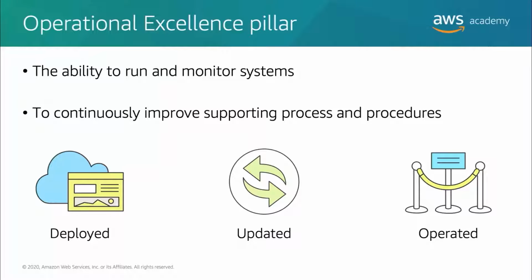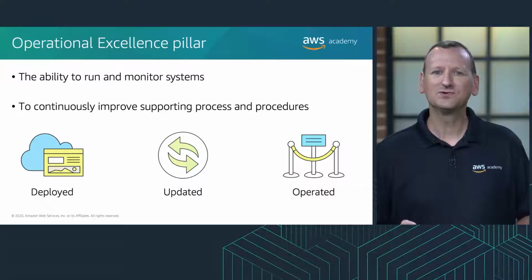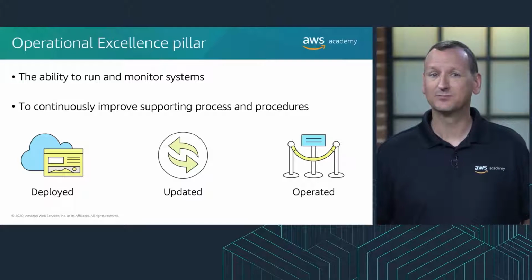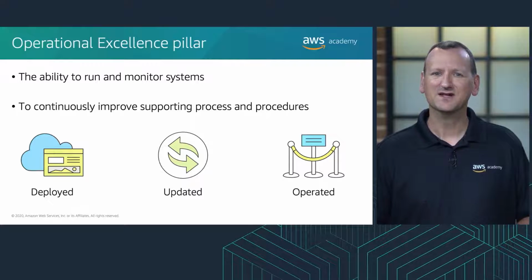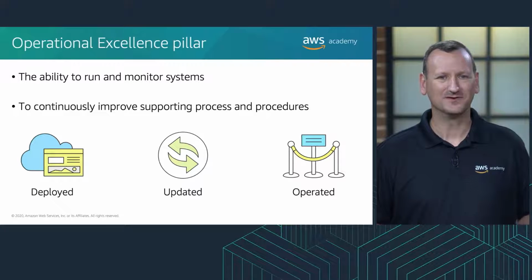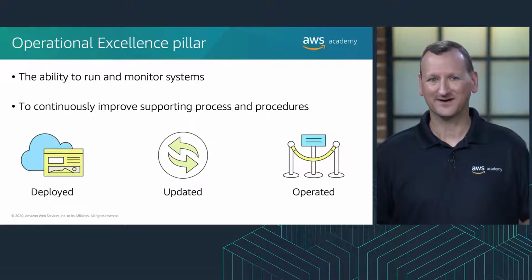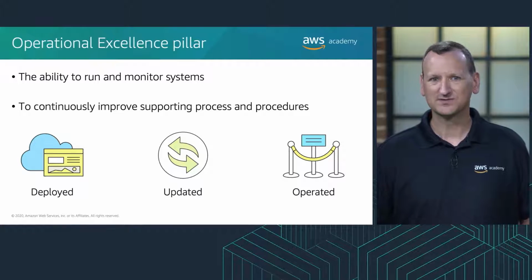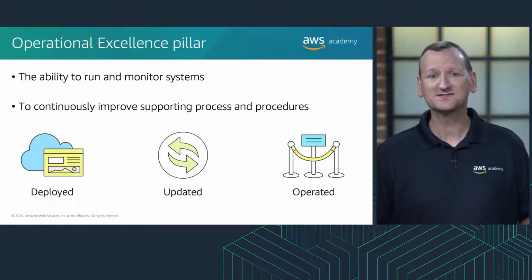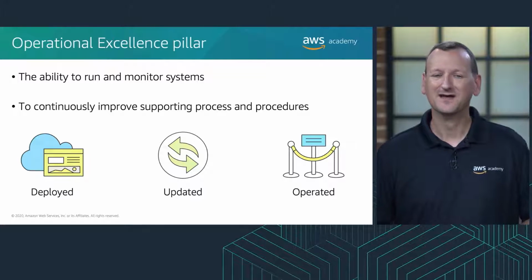The operational excellence pillar addresses the ability to run systems and gain insight into operations to deliver business value. It includes the ability to continuously improve supporting processes and procedures. In your design, you should consider how your workload will be deployed, updated, and operated. You should also implement engineering practices to reduce defects and apply fixes quickly and safely.